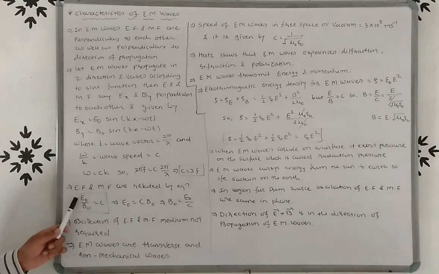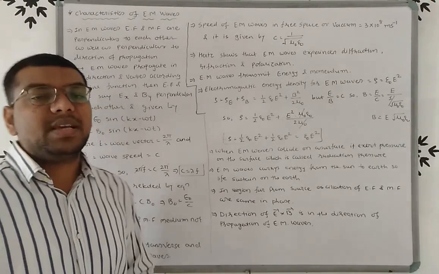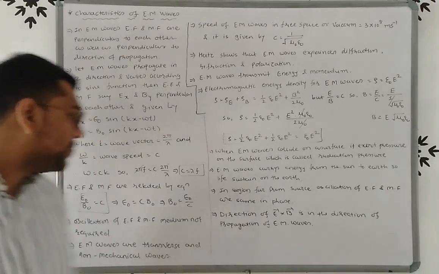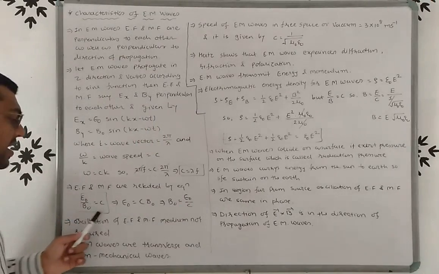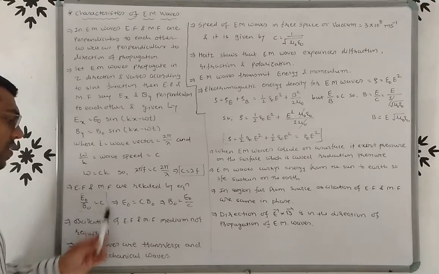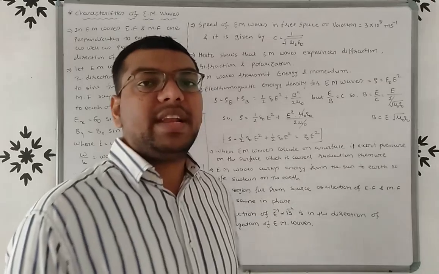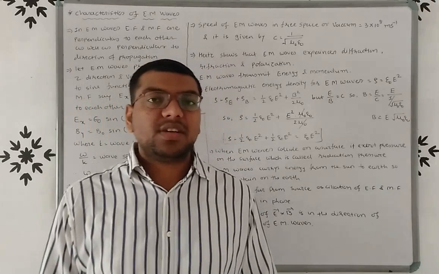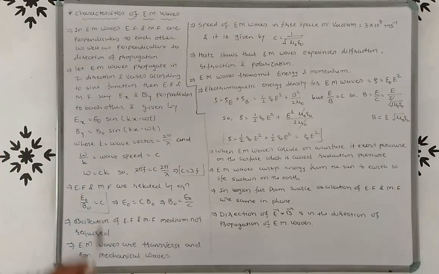Third point: the electric and magnetic fields are related by the equation E0/B0 = c, or you can say E/B = c, right? So you can write E0 = cB0, or B0 = E0/c. The relation between the electric and magnetic field is given by E0/B0 = c, or E/B = c, right?